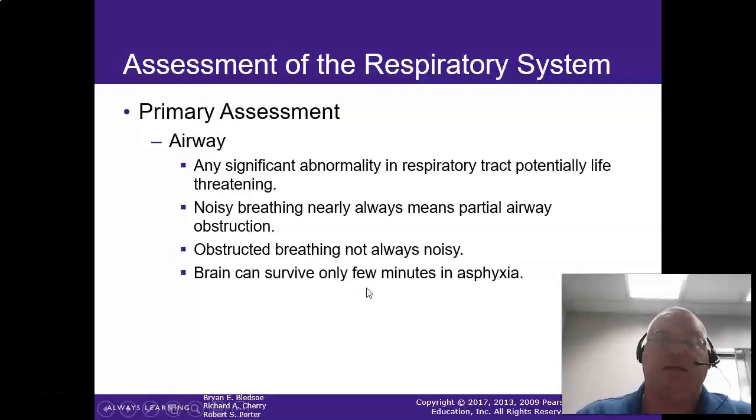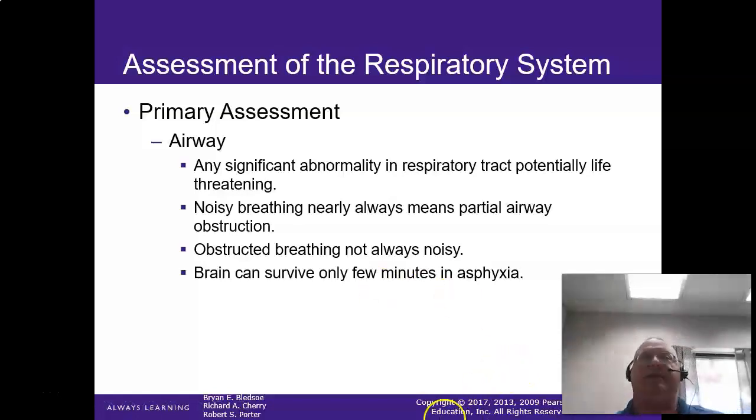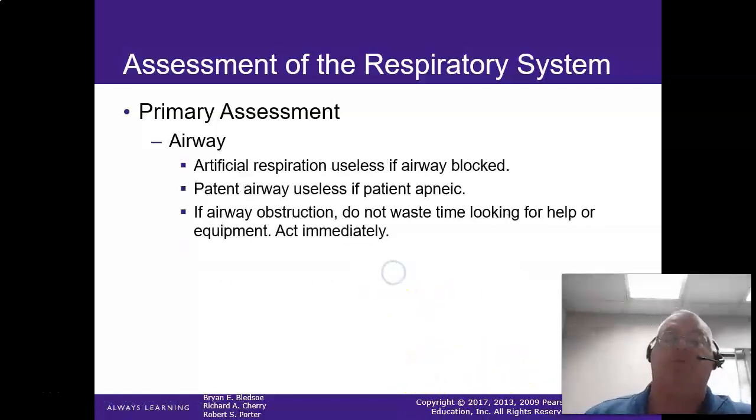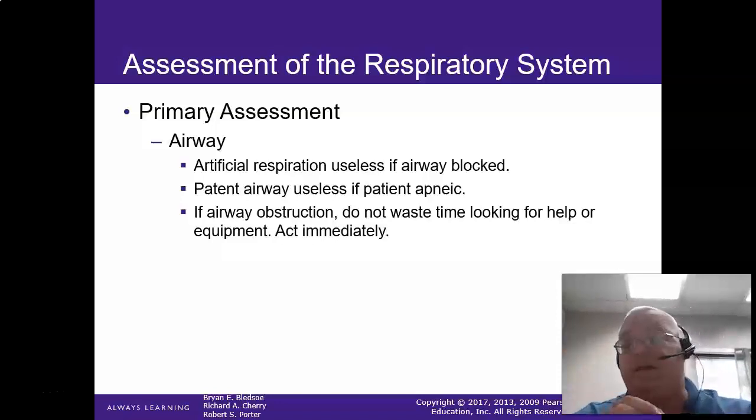Make sure, by the way, that we don't have anything in the upper airway, any type of obstruction. And again, the brain can survive only a few minutes without oxygen. So we've got to make sure that air is going in and out, okay? If it's not going in and out, if you've got an airway that is blocked, no matter how well you try to ventilate the patient, the air is not going in, it's not going to work. You're going to have to find a different way.